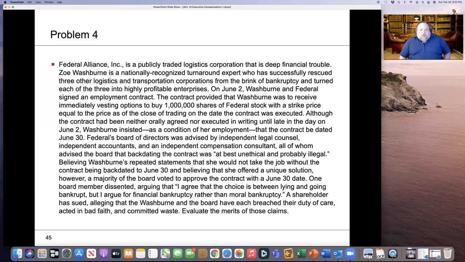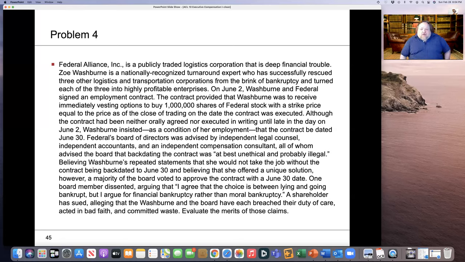Problem four. Federal Alliance, Inc. is a publicly traded logistics company that's in deep financial trouble. Zoe Washburn is a nationally recognized turnaround expert who has successfully rescued three other logistics and transportation companies from the brink of bankruptcy and turned each into highly profitable enterprises. Federal Alliance brings Zoe in to turn their company around. Her employment contract specifies that she is to receive immediately vesting options to buy 1 million shares with an exercise price equal to the price as of the close of trading on the date the contract was executed.